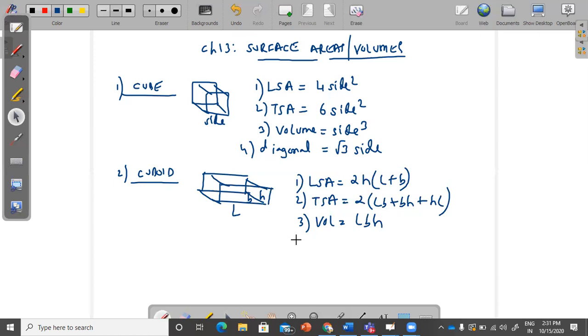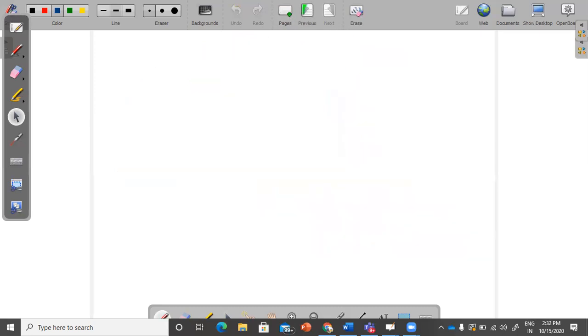And diagonal similarly of a cuboid can be found by using the formula root of L square plus B square plus H square. So I can find the diagonal by using this formula, root L square plus B square plus H square. So these are the two figures. One is cube, 4 formulas, cuboid, 4 formulas. After this cube and cuboid, the next thing that we go to is cylinders and cones.